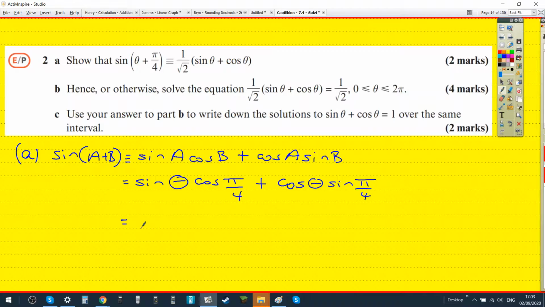We want it to factorize, I think, to the top bit, but I'm not sure. What is cos pi over 4? Root 2 over 2. Okay. What's next? Sine theta. Yep.